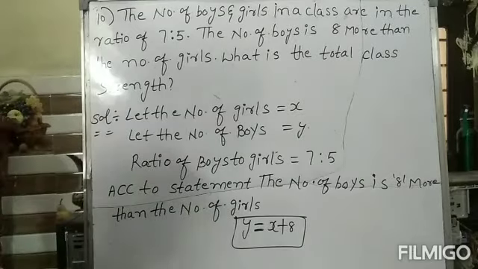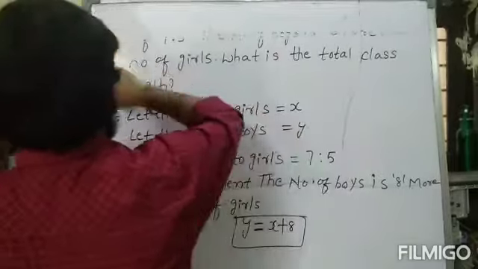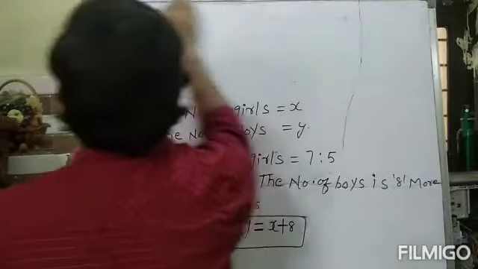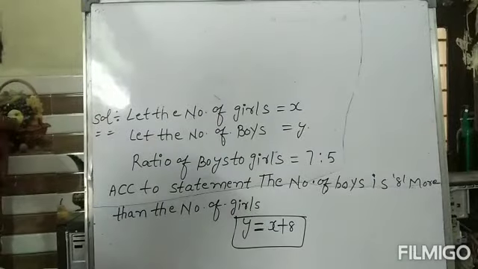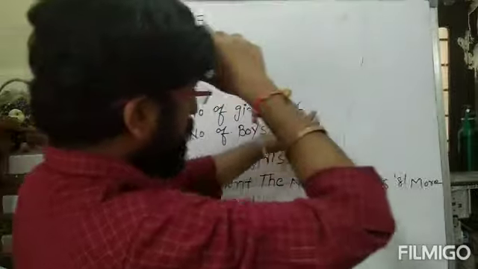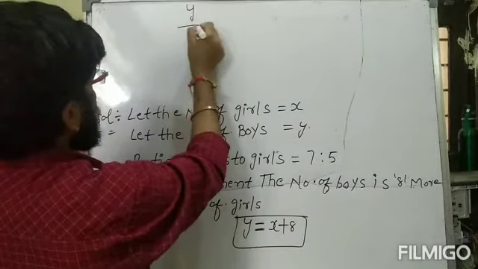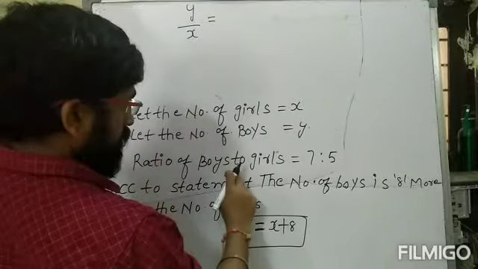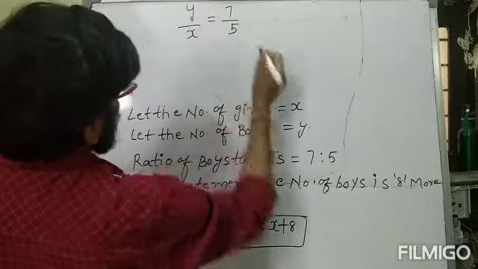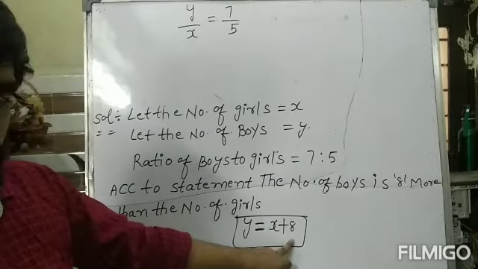Now we have to write in ratio form. What is the form of ratio? x by y is girls by boys, so boys by girls, y by x, which is 7:5. In the place of y, substitute x plus 8.